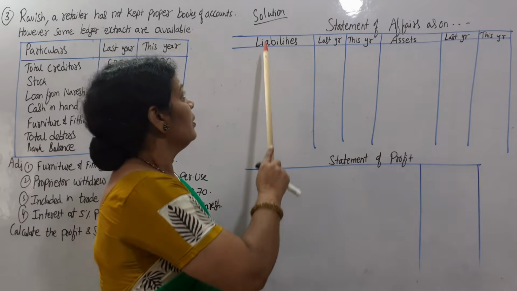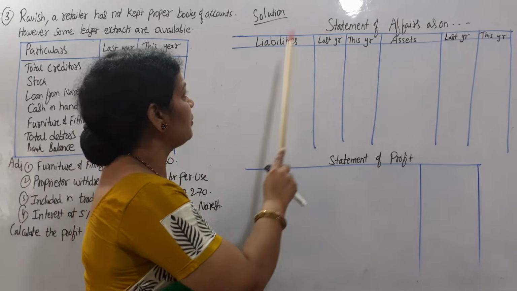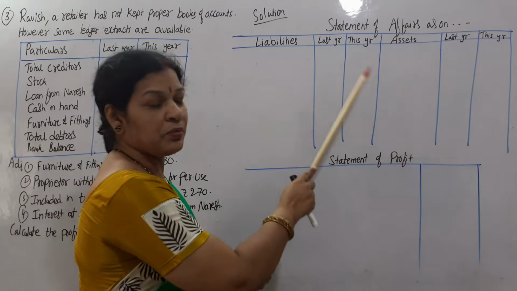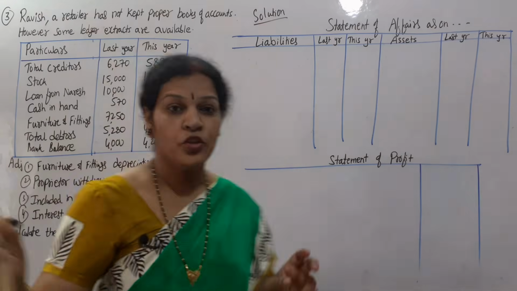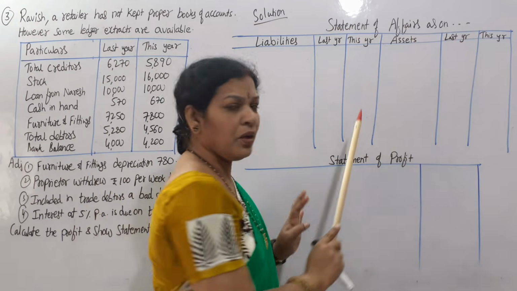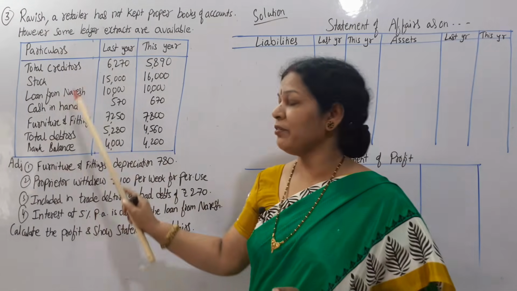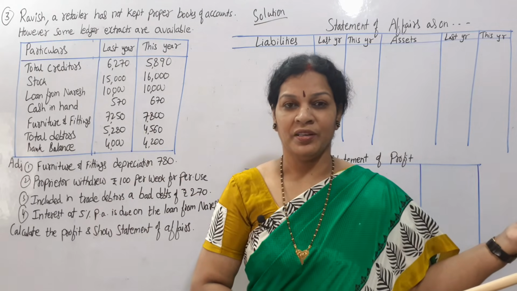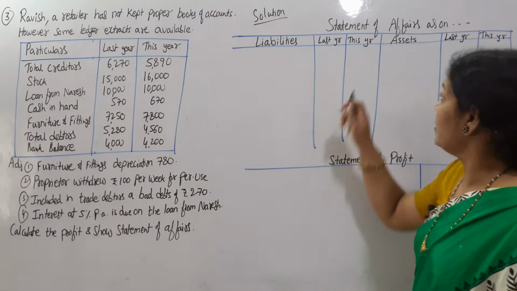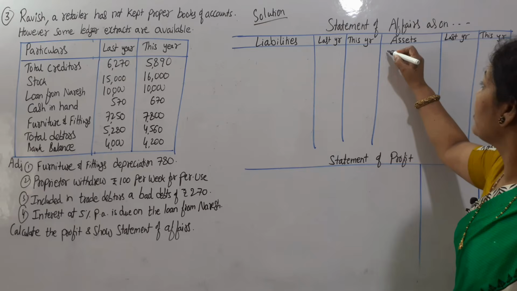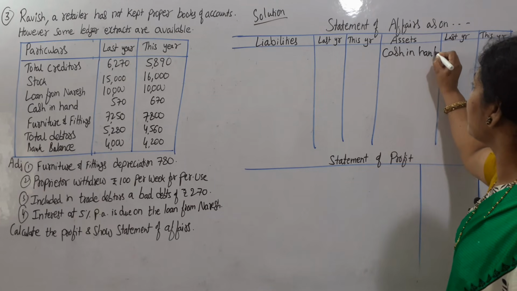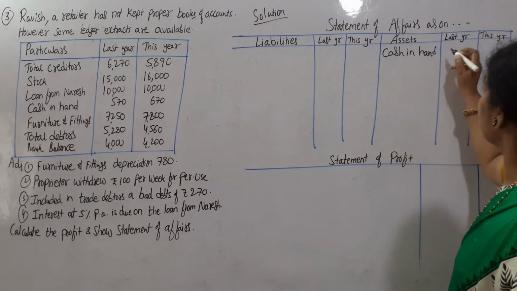Okay. Now the format, if you see, liabilities, assets, same like a balance sheet. But we have provided two columns, last year, this year, because two sets of information are given. Okay. Now what we'll do, each and every item we'll just post into the statement of affairs. First we'll start with cash in hand. Okay, cash in hand is an asset. Cash in hand, how much is it? 570, 670.